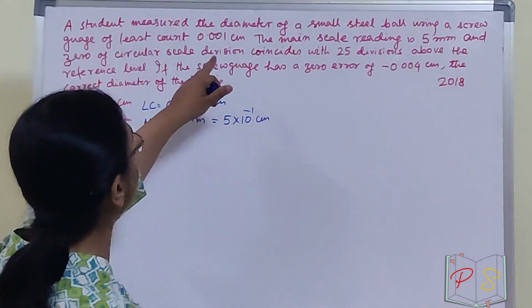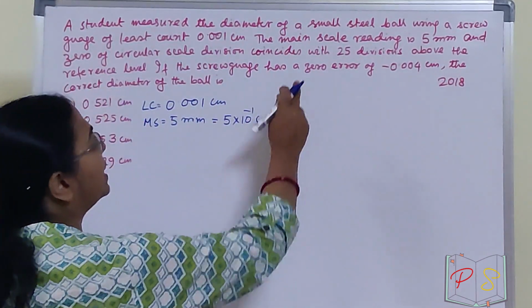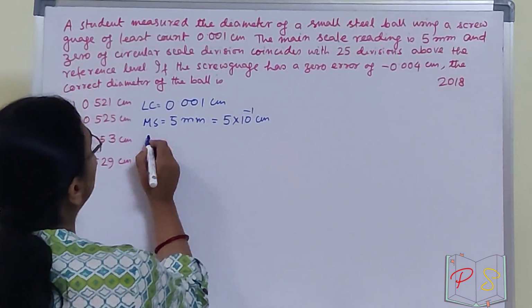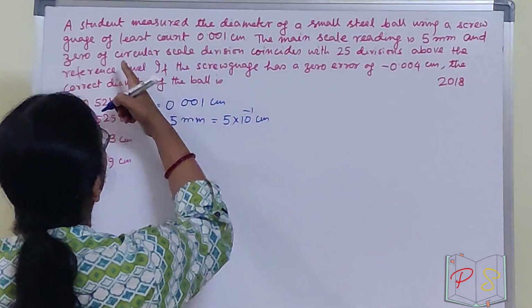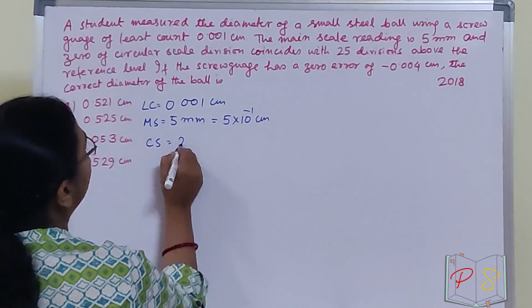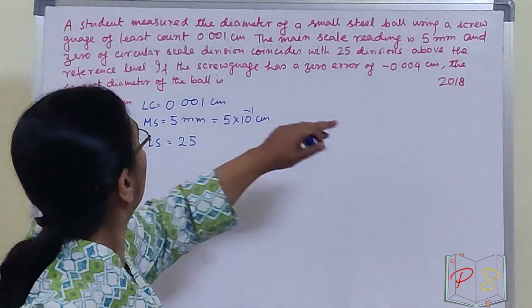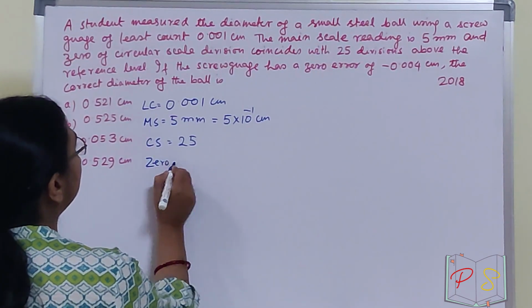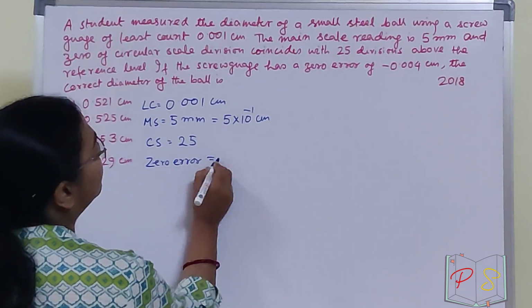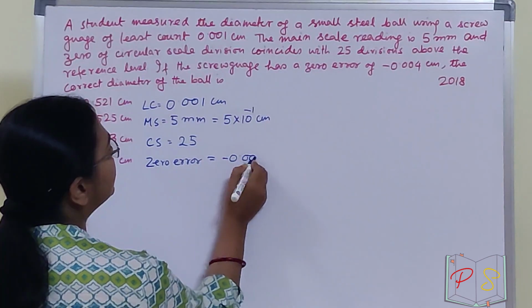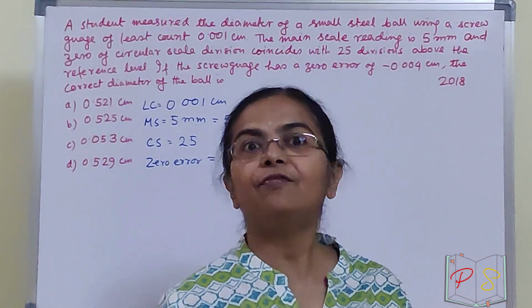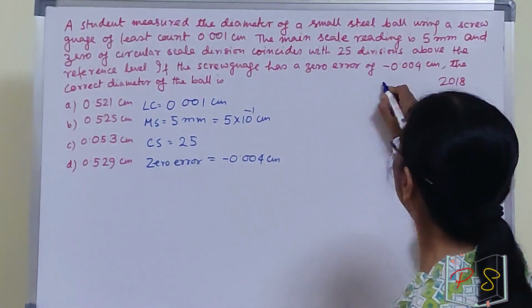And 0 circular scale division coincides with 25 division of main scale. So the circular scale reading is 25. If the screw gauge zero error is equal to minus 0.004 centimeter, then you need to find out the correct diameter of this ball.